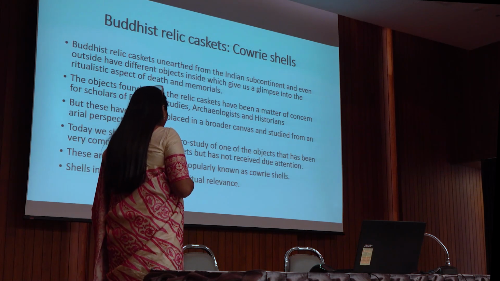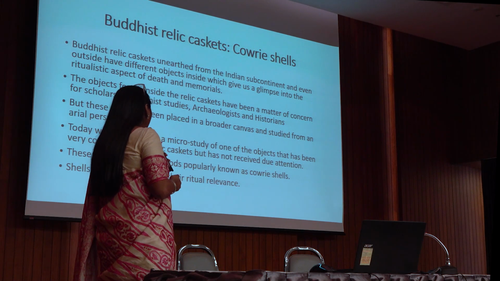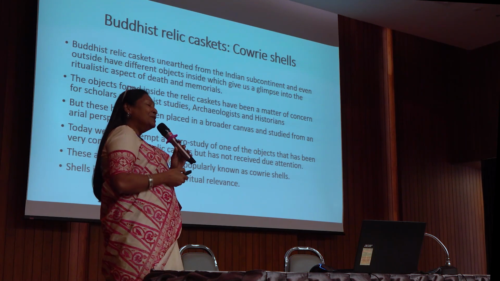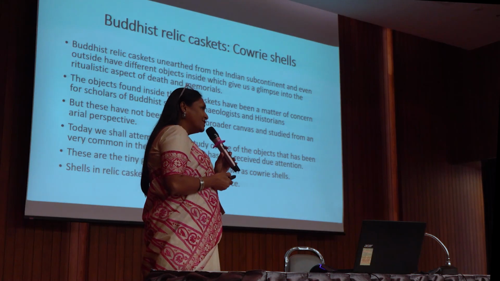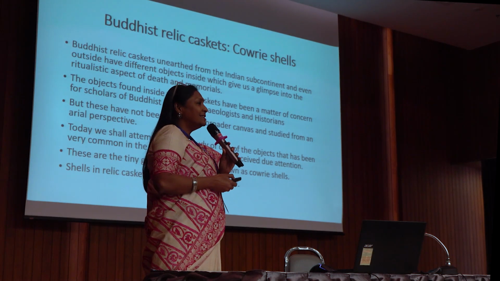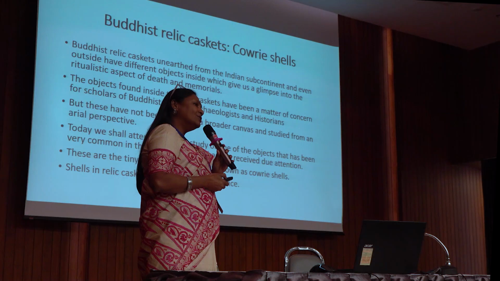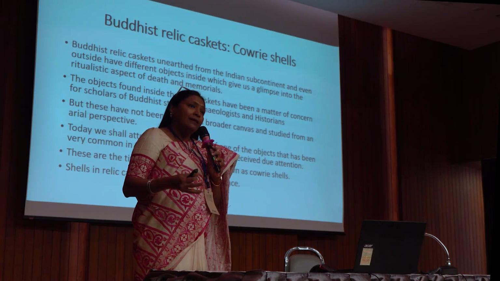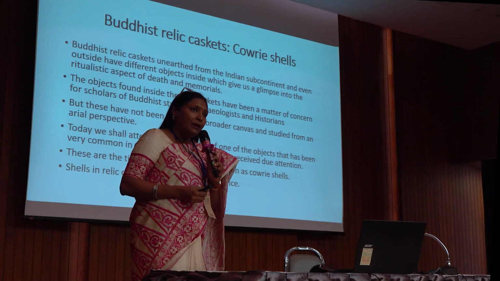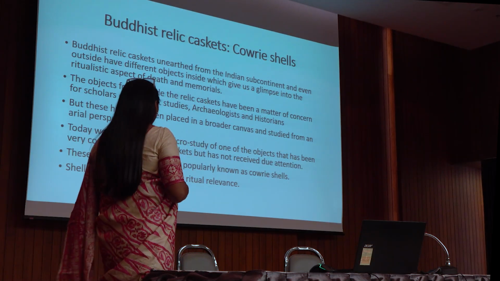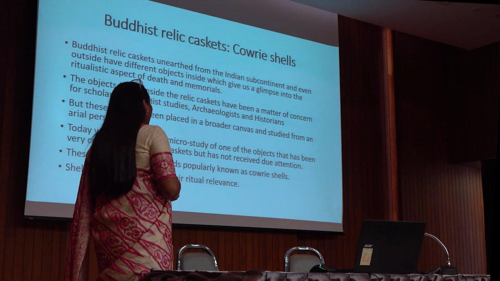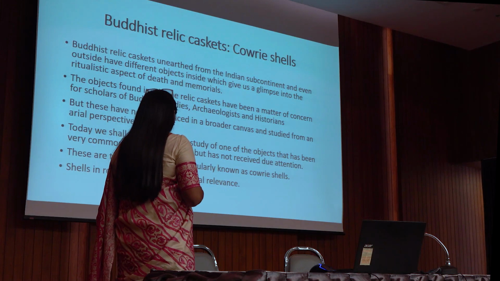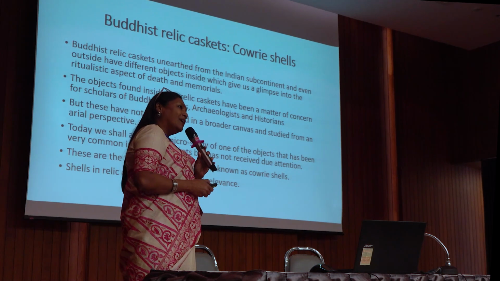We know that very well. And the objects found inside the relic caskets have been a matter of concern for scholars of Buddhist studies, archaeologists, and historians. But often we find that these tiny cowrie shells found inside the relic caskets are ignored, and their context has not been analyzed till now. This is a kind of ritual which is a part of the death ritual, but it has not been analyzed in detail till now. So today we shall attempt a micro-study of the objects that are very common inside the caskets.